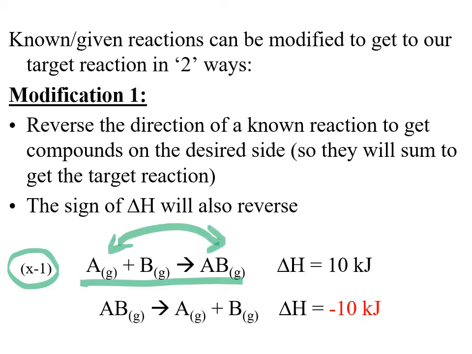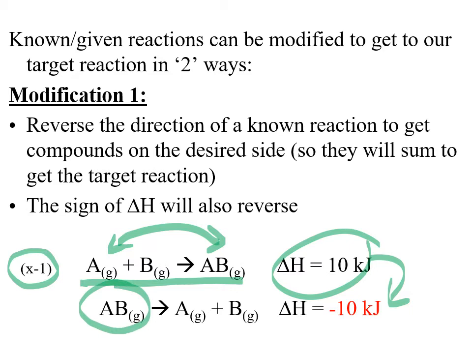So the reactants are now the products, the products are now the reactants, and the delta H's sign gets flipped as well. Instead of being an endothermic reaction, it's now an exothermic reaction. Now, why we do that is because maybe we're trying to find a target reaction that has this as a reactant. Maybe AB is a reactant, and our original reaction had it on the opposite side. So we've got to flip the reaction around and do the same thing to the delta H.